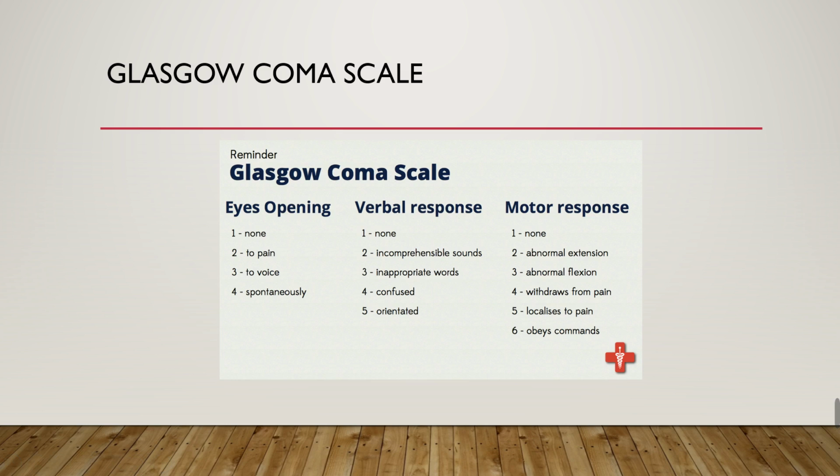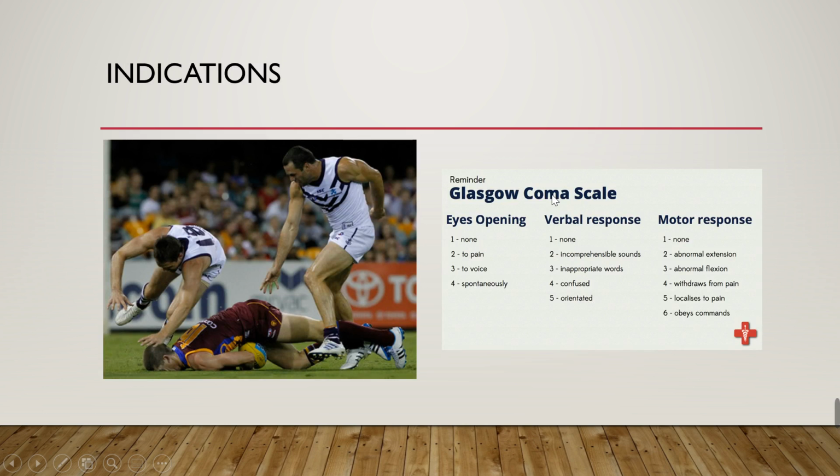If someone has any type of indication of increased intracranial pressure, you always want to rate the patient's level of consciousness using the Glasgow Coma scale. So eye opening, verbal response, and then motor response. Okay, so here are some examples.